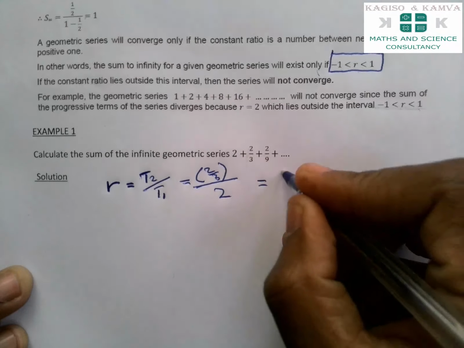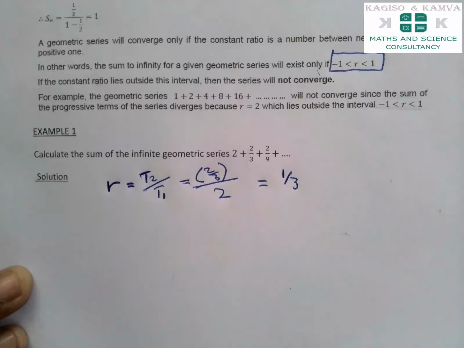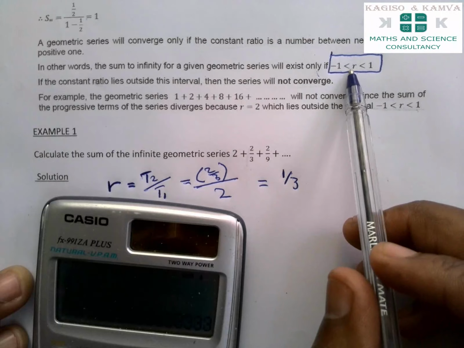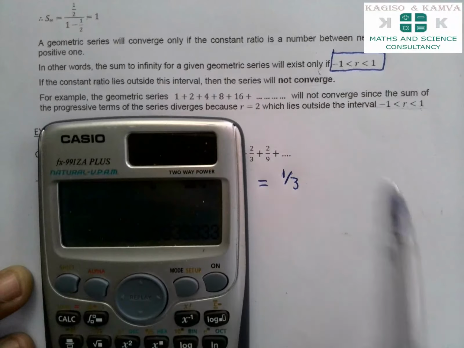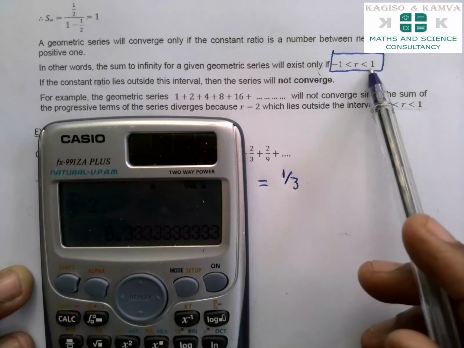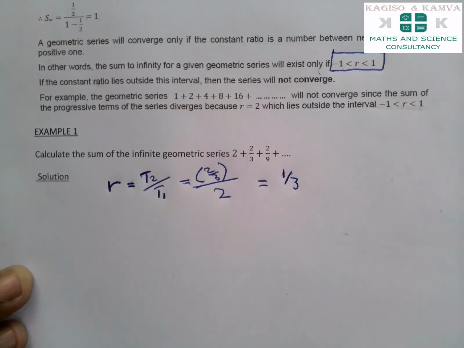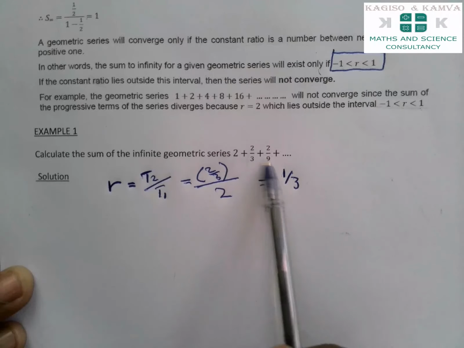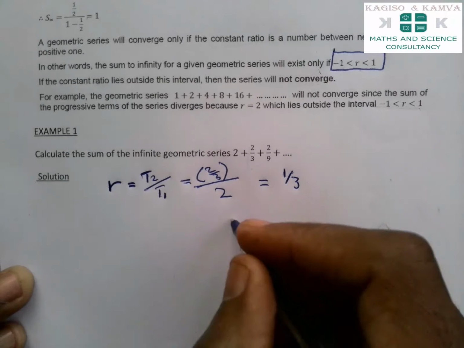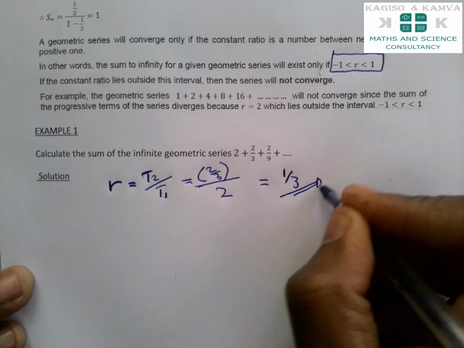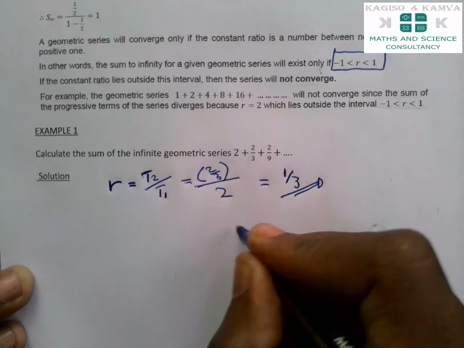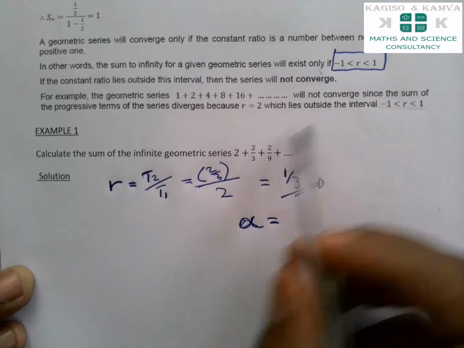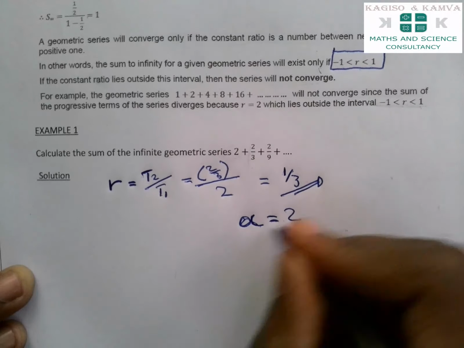1 over 3 is greater than -1, but 1 over 3 is also less than 1. So we are going to get a convergent series, so we can get the sum to infinity. Then we determine a. What is a? A is the first term. What is our first term? Our first term is 2. A is equal to 2.